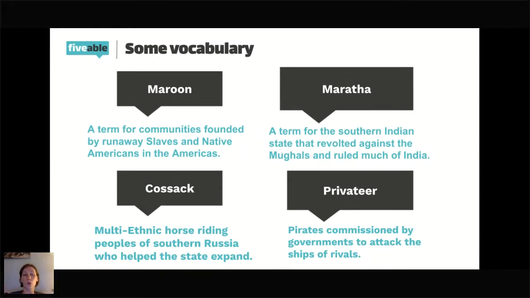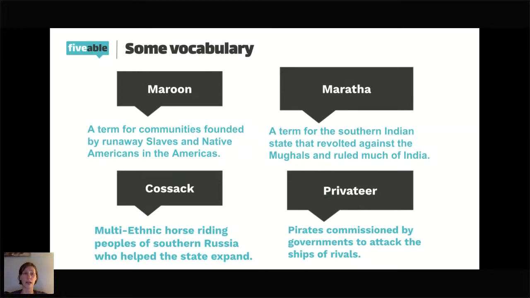And so this term maroon refers to those groups of people who are resisting enslavement by Europeans in the Americas, in part by creating separate communities and by living their lives as resistance to that slave movement. We'll talk a little bit more about those groups a little bit later on.